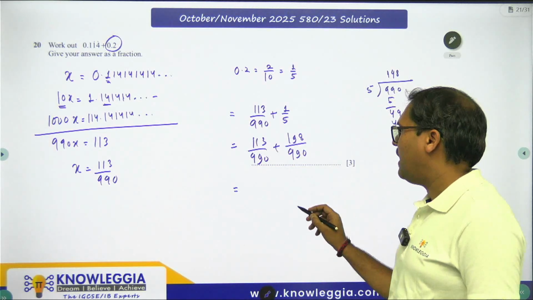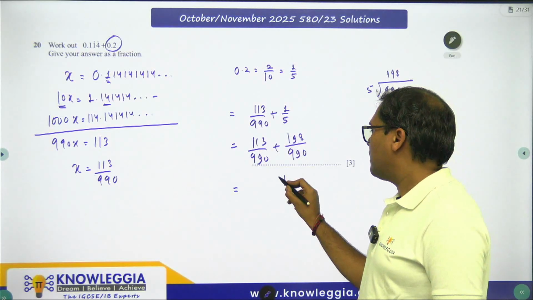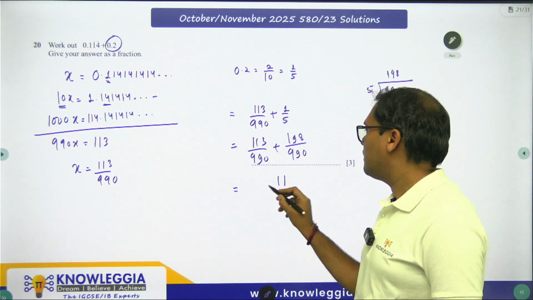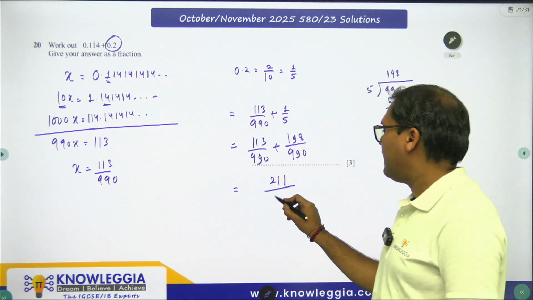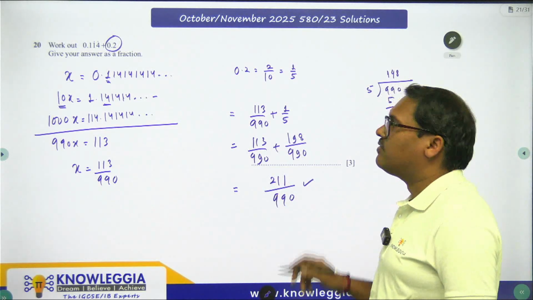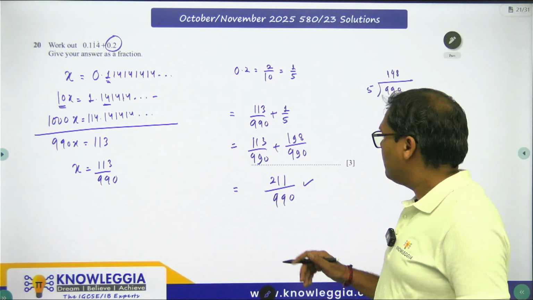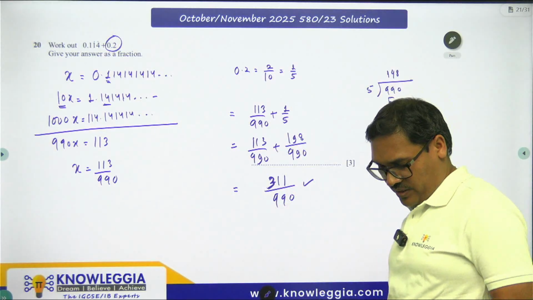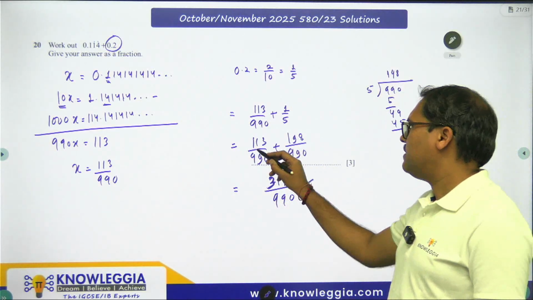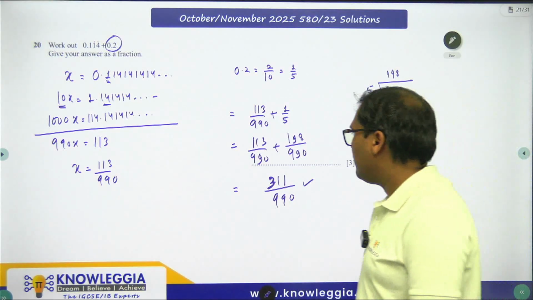So what is this? If you add, this will become 311 upon 990. So that is the answer for this question. So let's check this. What is the answer? This is 311 upon 990. That is the correct answer. You can see, you can add these two. This will be equal to 311, right? I hope this is clear.